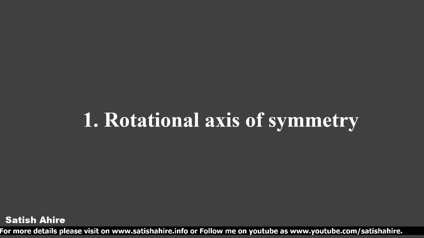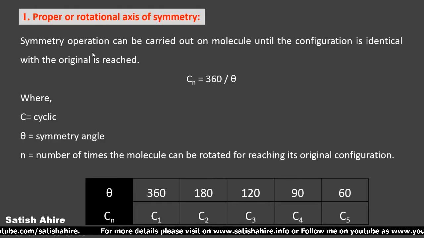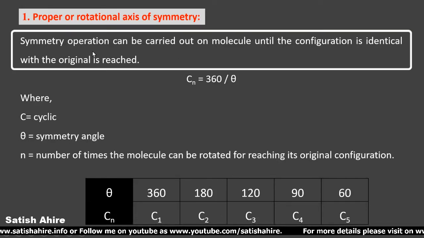In today's lecture we are going to learn about the rotational axis of symmetry. The rotational axis of symmetry is of two types. The first type is the proper or rotational axis of symmetry. If we carry out this symmetry operation on any molecule until the configuration is identical with the original one, then such an operation is known as proper or rotational axis of symmetry.